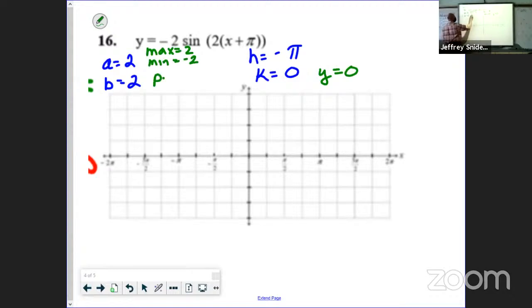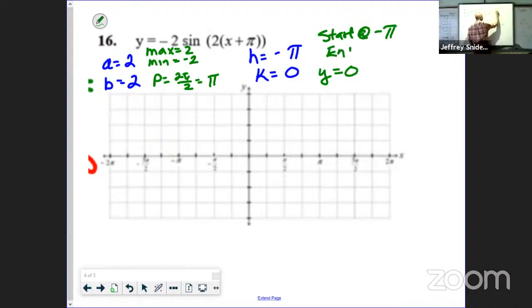I know my period is going to be 2 pi over 2, which is pi. And I know I'm going to start at negative pi, which means I'm going to end at negative pi plus pi, which is 0. All right, so I know I'm going to start here and I'm going to end here.